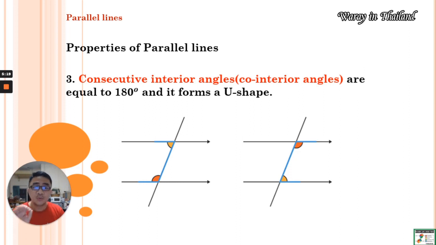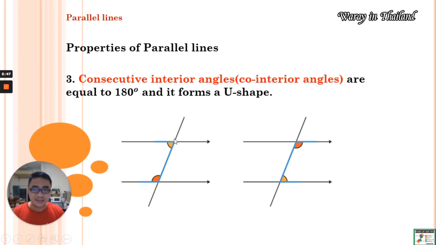But for this one, we call this consecutive or co-interior or co-exterior angles, because these angles are formed or created coming from the parallel lines. So that's why we call it co-interior or co-exterior. But they are still supplementary because the sum of their angles is equal to 180 degrees. And it forms a U shape, you see? U shape.